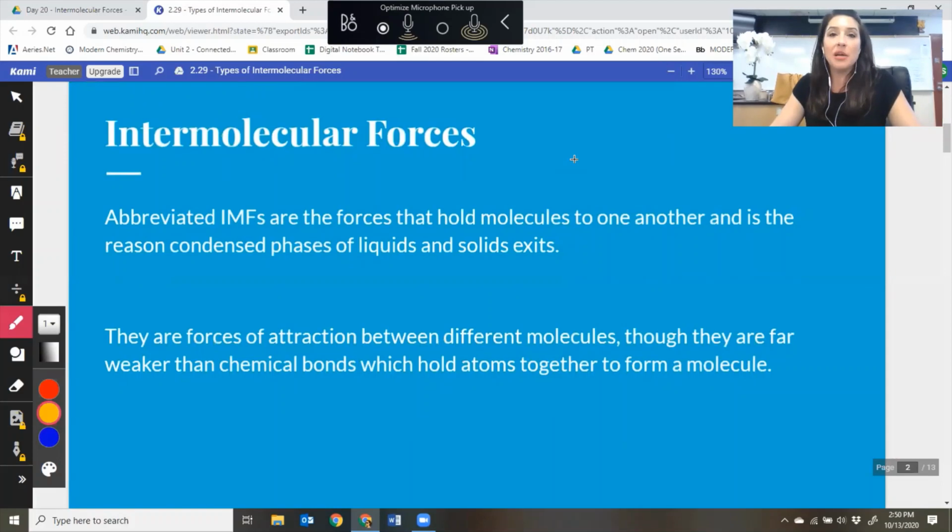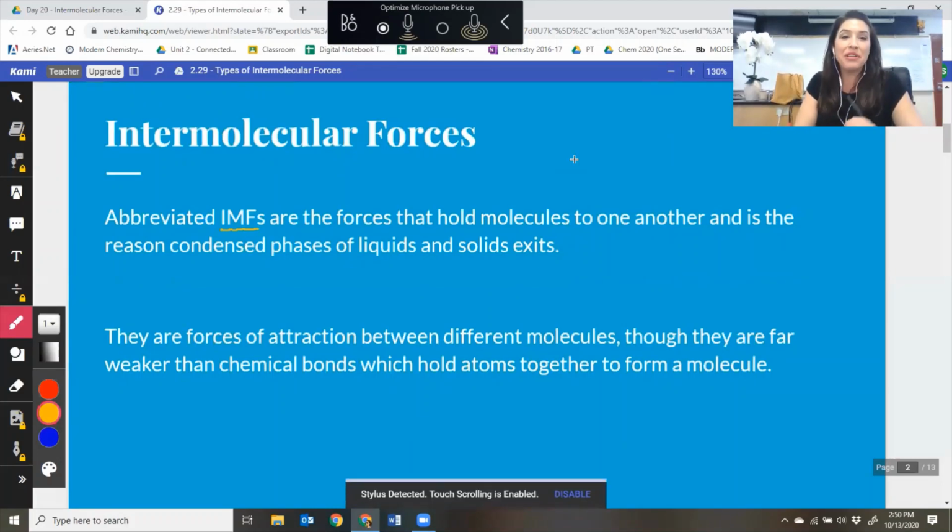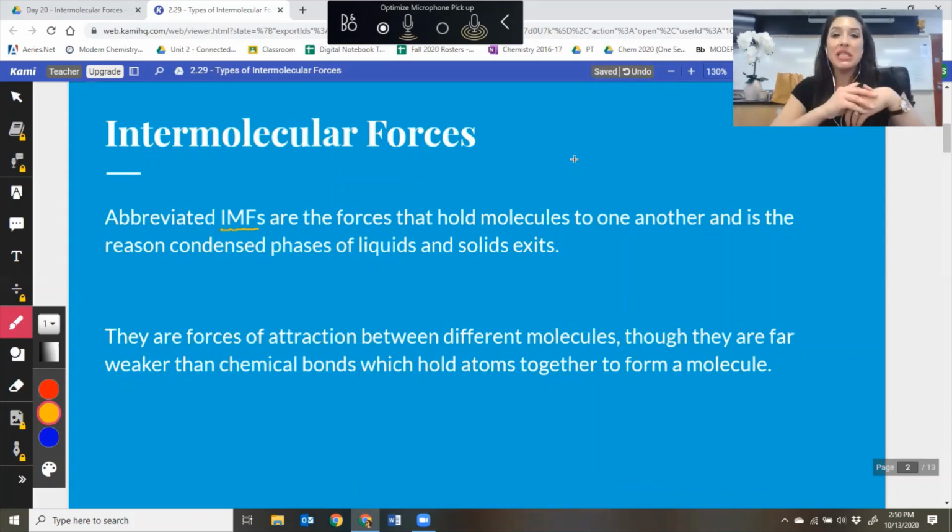So one of the ways that I abbreviate intermolecular forces is IMF. It's a lot quicker to write IMF than intermolecular force, but these are the forces that hold molecules to one another. And it's the very reason that condensed phases like liquids and solids can exist. Without intermolecular forces, all molecules would behave like gases that are just floating around in 3-dimensional space. But there's something about solids and liquids where the molecules are held more tightly together that enable solids and liquids to have those properties. And the forces that hold those molecules together are called intermolecular forces.